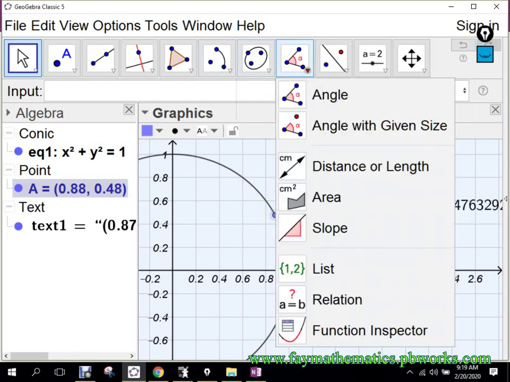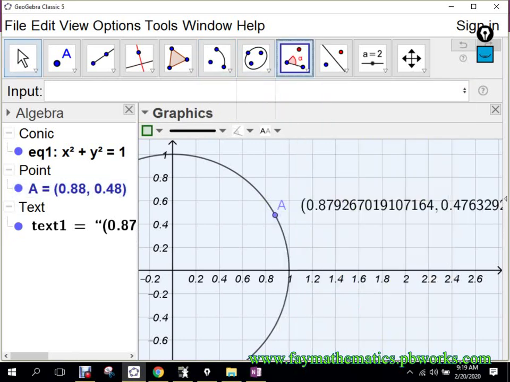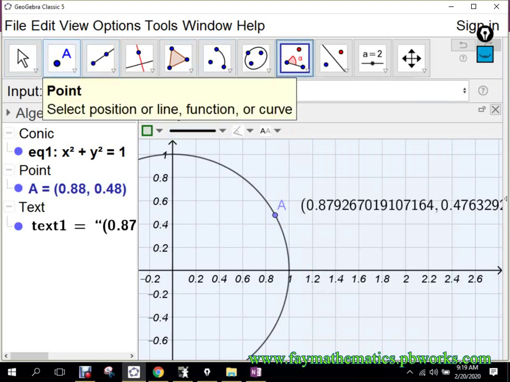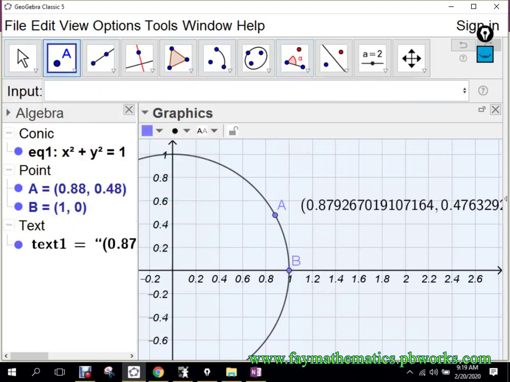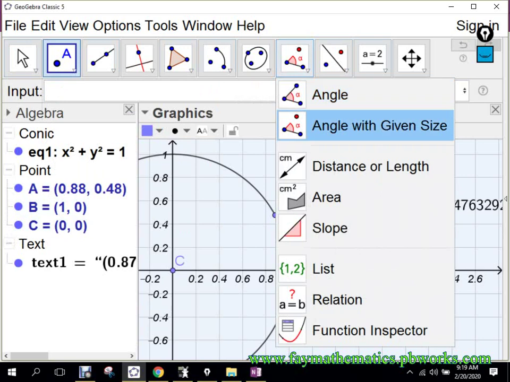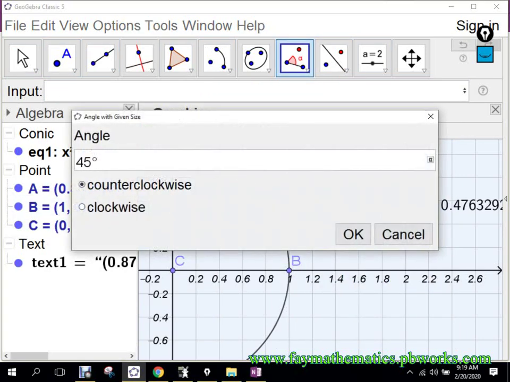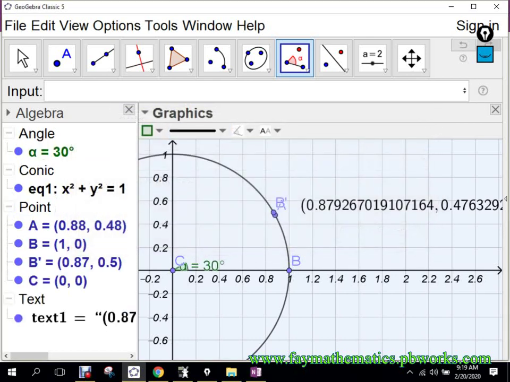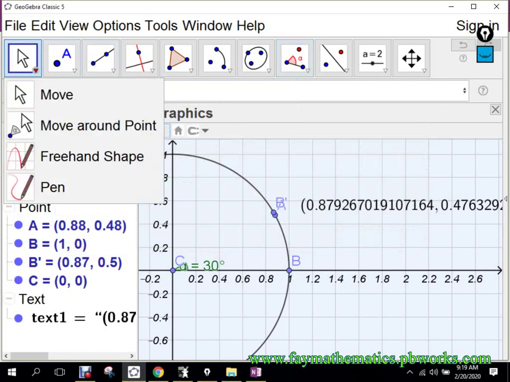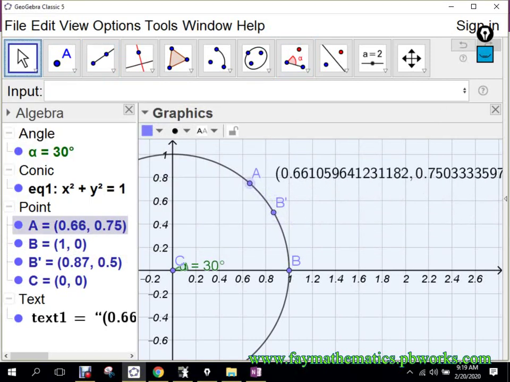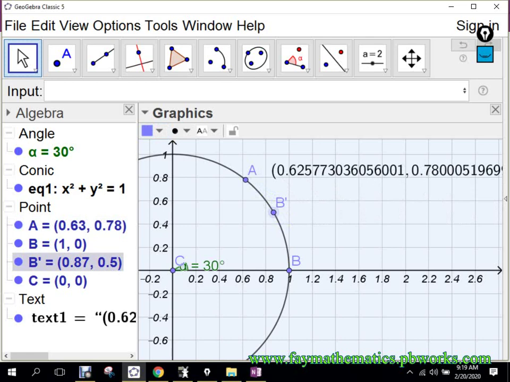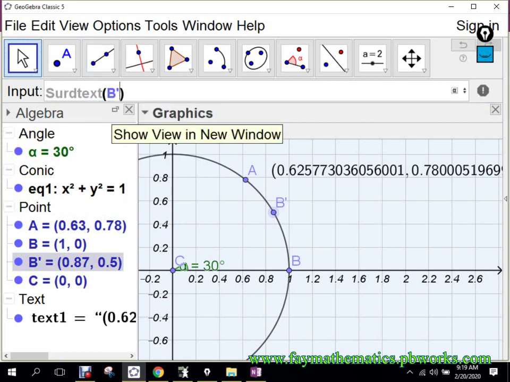Let's do this. Let's put some points on here. We're used to a 30-degree angle, right? Okay, so let me ask for B instead of B prime, B prime.